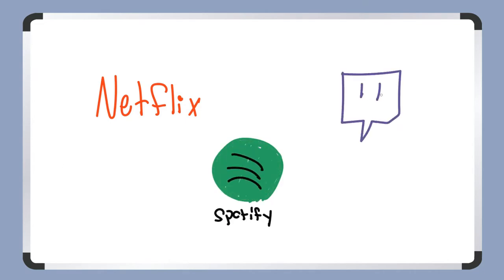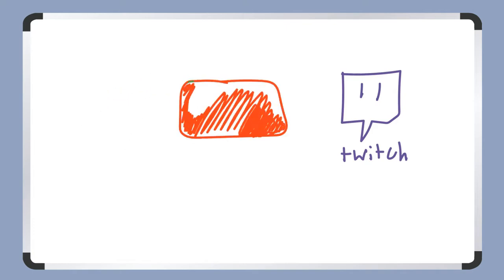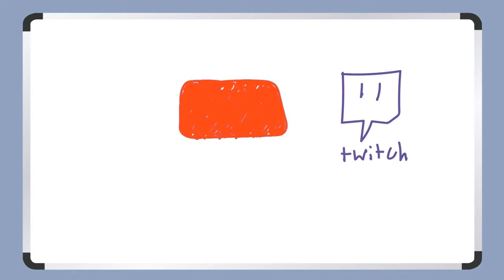Now, when you think of live streaming, you might think of services like Netflix, Spotify, or Twitch, and you'd be right to do so because these are all streaming services. However, in this presentation, I want to primarily focus on live video streaming, so services like Twitch and YouTube Live, which differ from services such as Netflix and Spotify for a number of reasons.